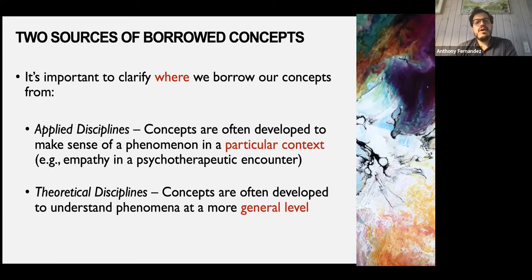So if a cognitive scientist is trying to understand empathy, they're not usually trying to understand what empathy means for a psychotherapist, or what empathy is in a psychotherapeutic encounter. They're not trying to understand what empathy is in the encounter between a nurse and their patient. They're trying to understand what empathy is in general, right? What empathy is for anyone.